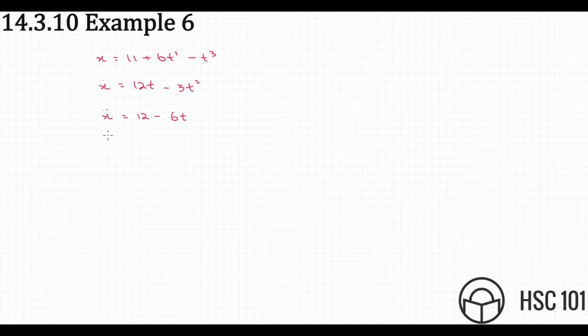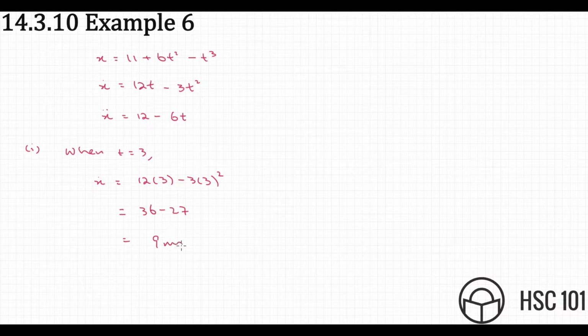So given these functions, part 1, we want to find the velocity of P after 3 seconds. So the velocity of P when t equals 3, we can clearly see that x dot is just going to be 12 times 3 minus 3 squared. And that's going to give us 36 minus 27. So we know that when t equals 3, its velocity is 9 meters per second.